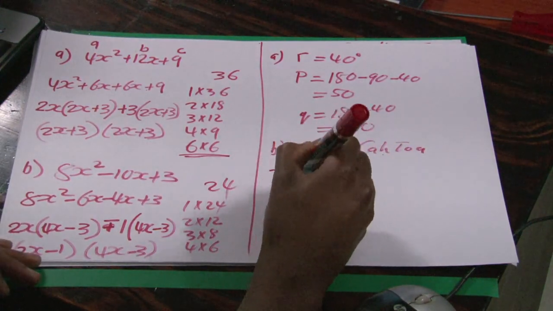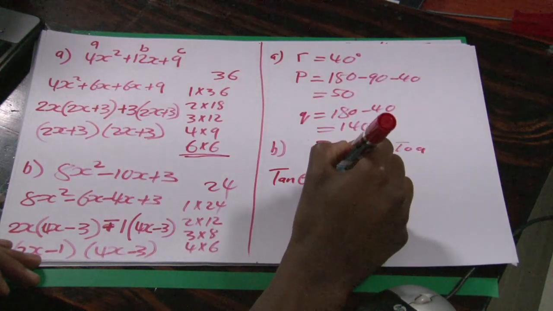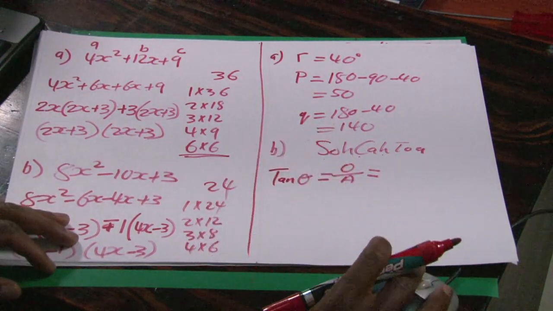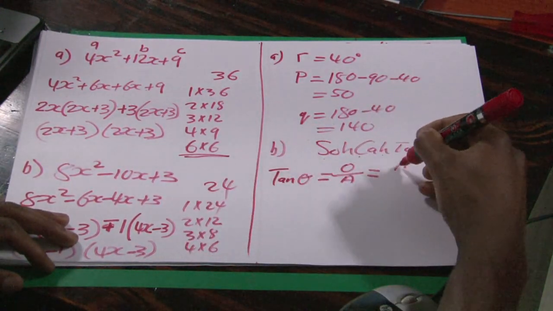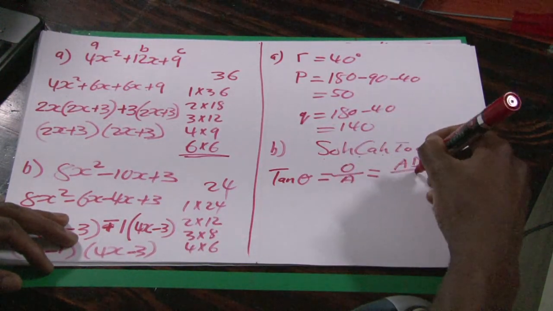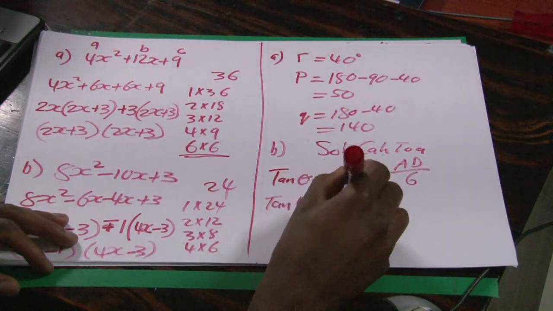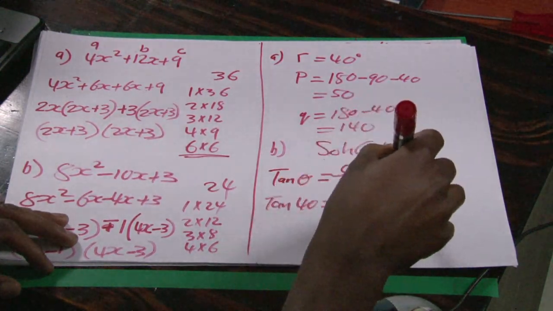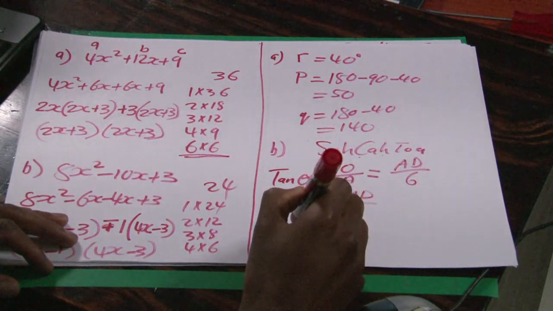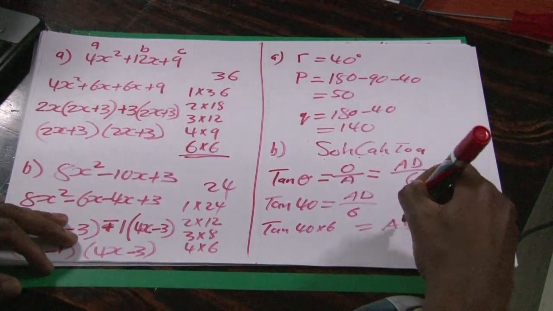Now tan of angle theta is equal to opposite over adjacent. In this case, our opposite is AD, which we have to find. So AD over our adjacent, 6 centimeters. Tan 40 is equal to AD over 6. You multiply both sides by 6. You have tan 40 times 6 is equal to AD.